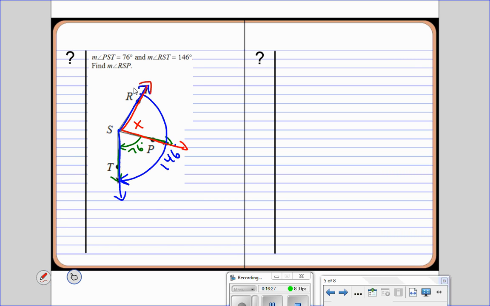Now let's write an equation. And there you have it. The two smaller angles, one is X, the other one's 76, add together to give 146. I'm going to trust at this point you know how to solve that. You know how to solve for X. And that will tell us what that angle is, which is what the question was.